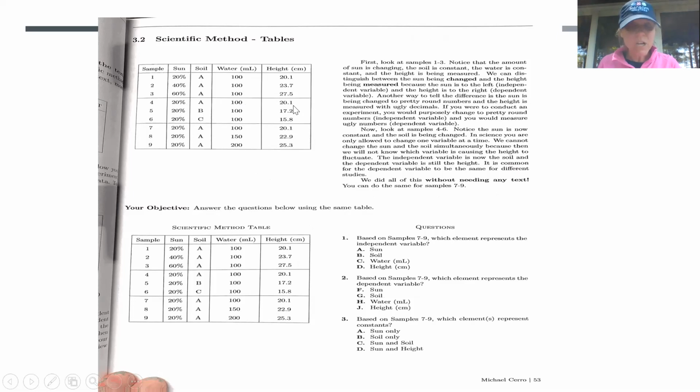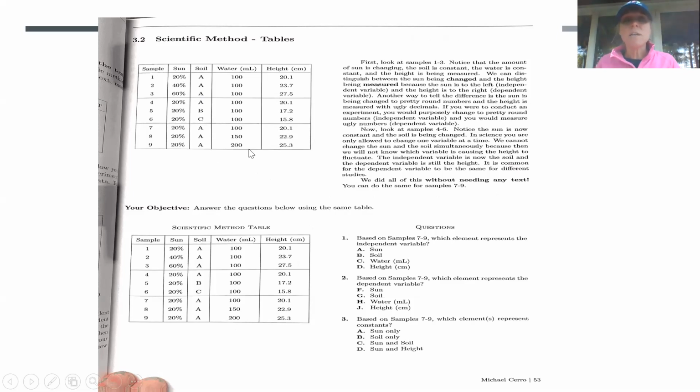All right, then look at 7, 8, and 9. Sun is what? Constant. Soil is what? Constant. So now our independent variable that we are changing is the amount of water, and height is still the dependent variable to the right. Okay, so a couple things. In an experiment, in science, you can only change one variable at a time to impact the outcome. In this one experiment, in the first 3 samples they're changing the sun, then they're changing the soil, then they're changing the water. You can only do one at a time. So when you make a different variable your independent variable, then the others have to become constant.